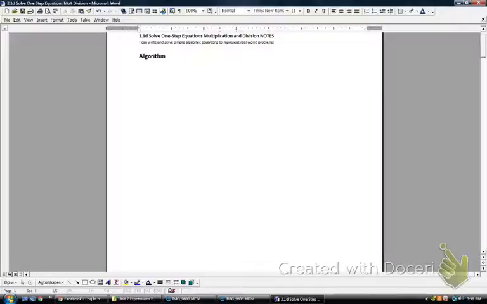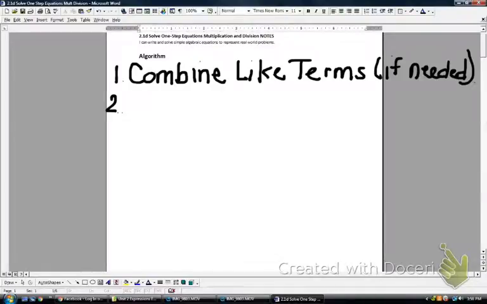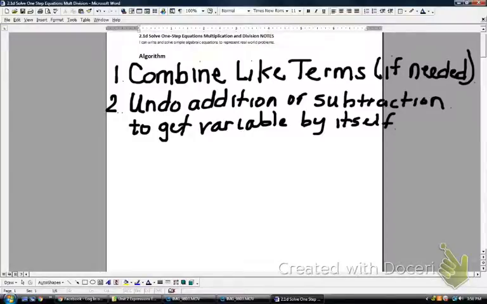The first step is to combine like terms if needed. The second step is undo addition or subtraction to get the variable by itself. So when we do step 2, we're going to look at the side of the equal sign that has the variable, and then we are going to look at the term that does not have the variable. If it's being added, we're going to undo addition. If it's being subtracted, we're going to undo subtraction. Then the third step is you do the same thing to the other side. Remember, everything is fair and equal in algebra.